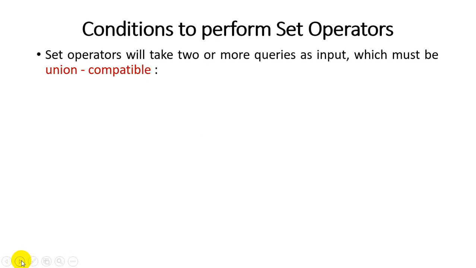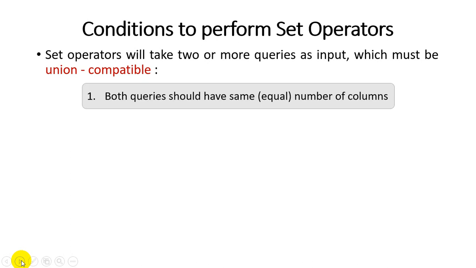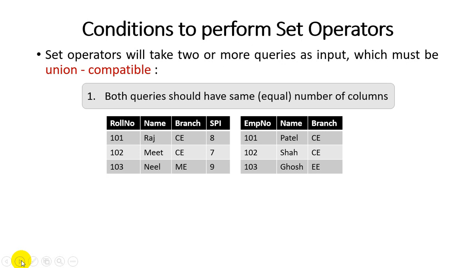But for this, what is the requirement? The queries must be union compatible. So first, let's see what union compatibility is. First, both queries should have the same, or equal, number of columns. It means that if we want to say two relations are union compatible, then they must have an equal number of columns.